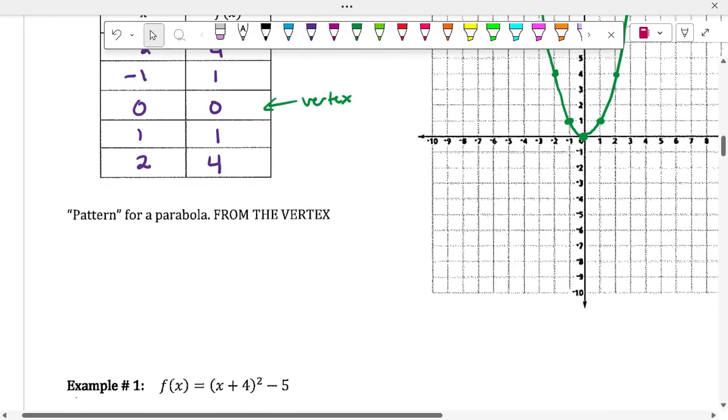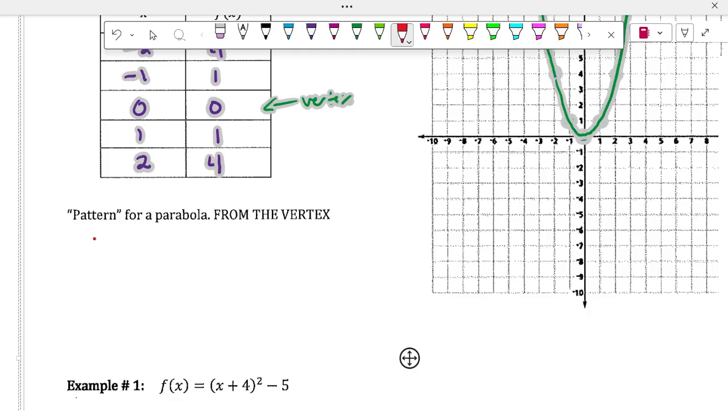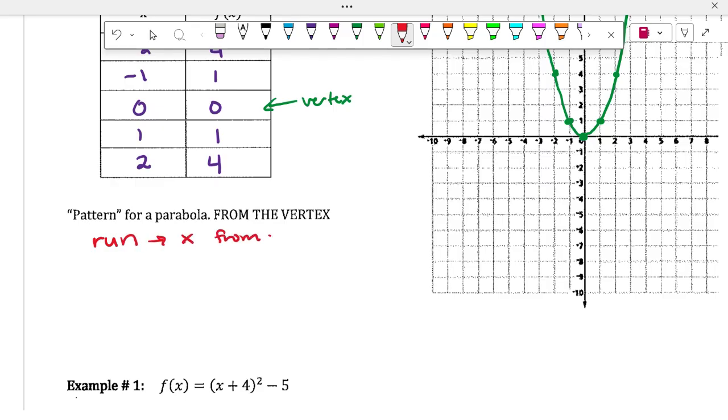Now, we can actually graph a quadratic without using a table. All right. So there's actually a pattern that happens with quadratic functions. And the way it works is that, you know how with slope intercept form you can do rise over run? Kind of like that, but slightly different. Takes a little bit more thinking. So it's more like run over rise. So if we run x units from the vertex, we would rise ax squared from the vertex.